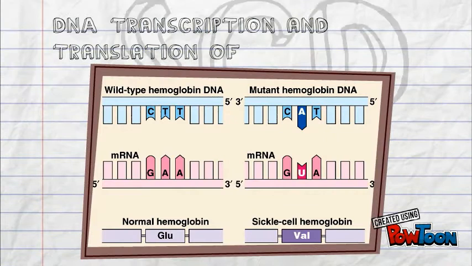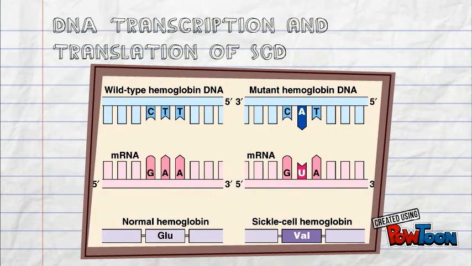During DNA replication, there is a transversion point mutation that changes thymine to adenine. In transcription, RNA polymerase transcribes mRNA from the mutated DNA to have a codon of GUA instead of the normal GAA. Thus, the GUA codon produces the amino acid valine instead of glutamine. This valine produces the hemoglobin S protein.